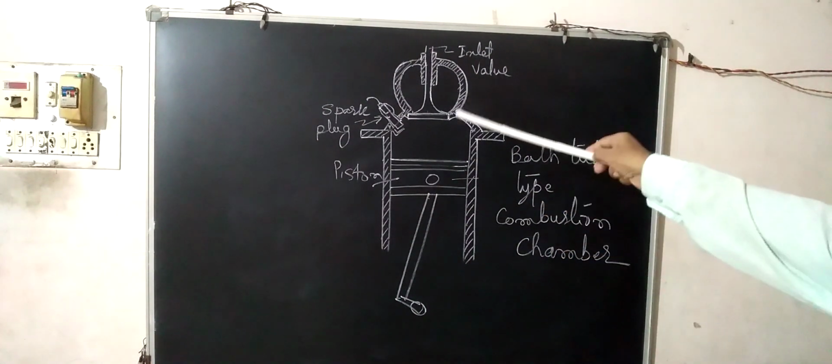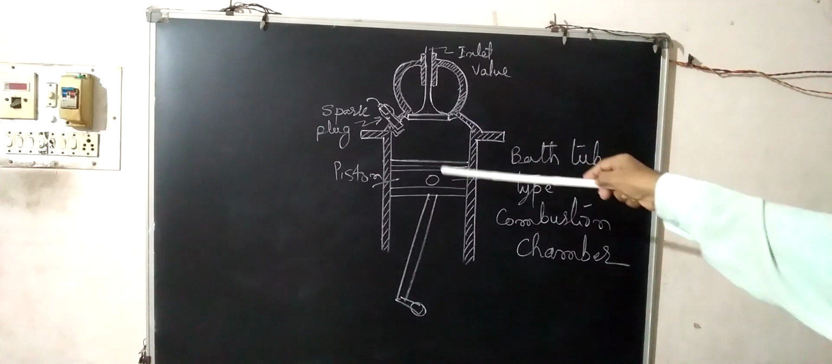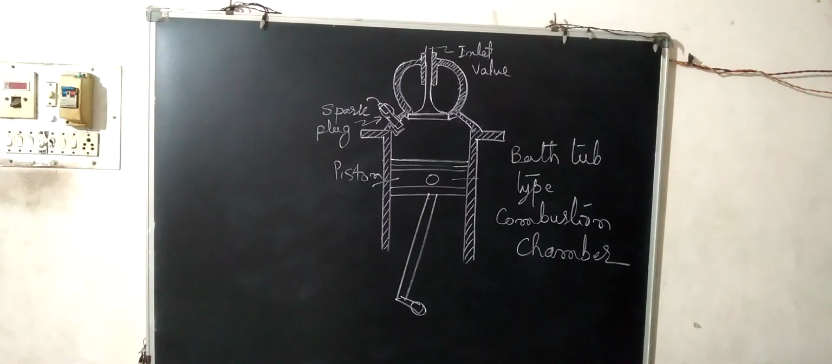The air fuel mixture is injected directly into the combustion chamber, and the exhaust will also be from the cylinder head only. The valve is located in the cylinder head.